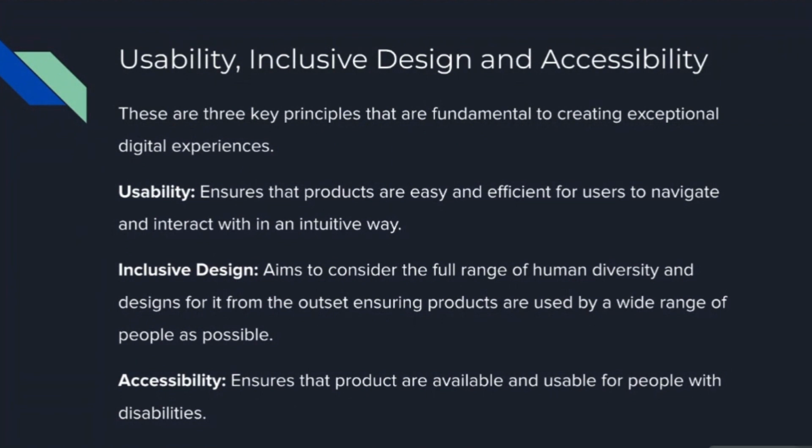When I began spending time learning how to build the web in a way that is accessible for everyone, I was confused by three terms, and sometimes I used them interchangeably, which makes sense because the end goal of all three is to ensure that the web can be used by everyone, but they are also quite different. So, for example, usability ensures that products are easy and efficient for users to navigate and interact with in an intuitive way.